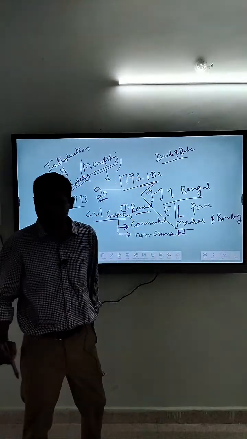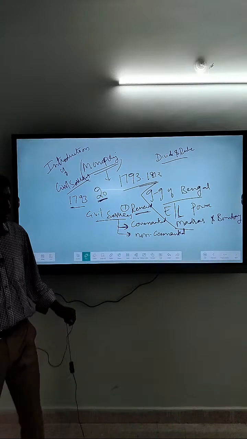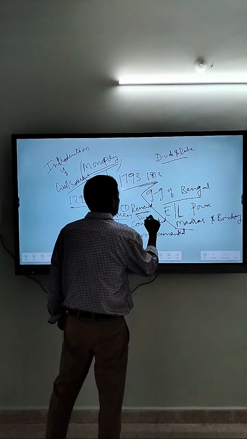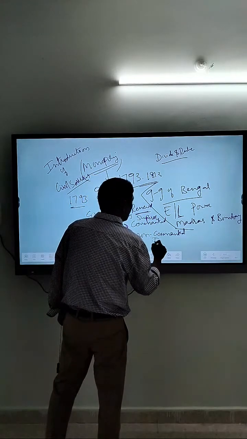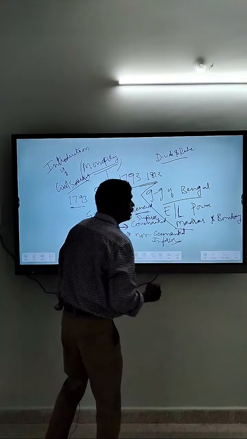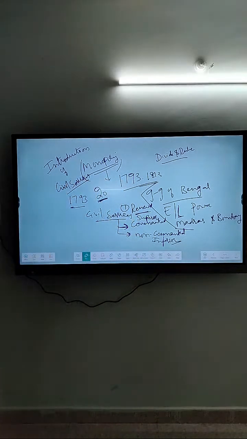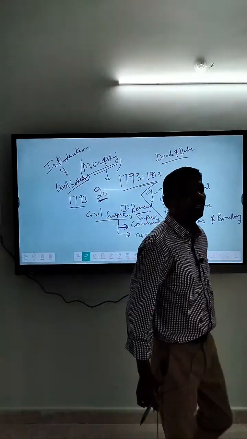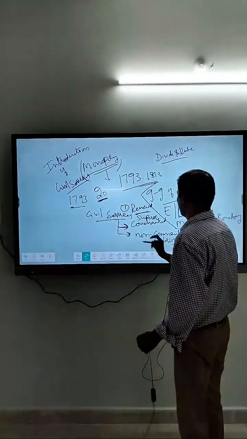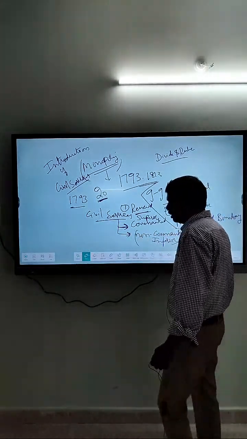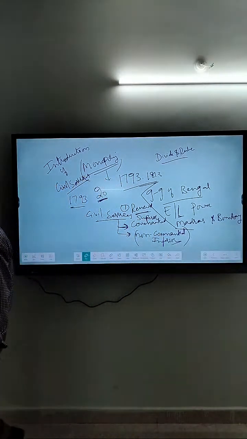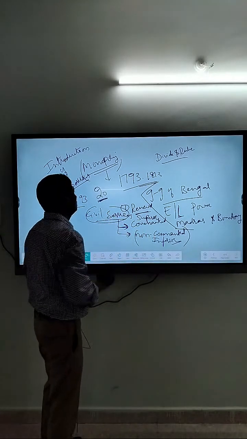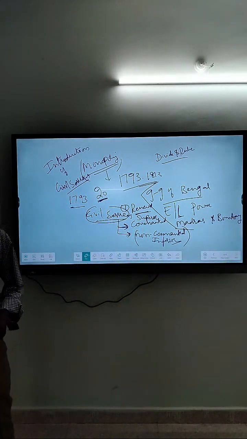One is covenanted and the other one is non-covenanted. Simply for your understanding, covenanted means superior services, and these are inferior services. So Indians were allowed to join only these inferior services, that is, only the non-covenanted services. This is what was done by Lord Cornwallis. So this is an important development.